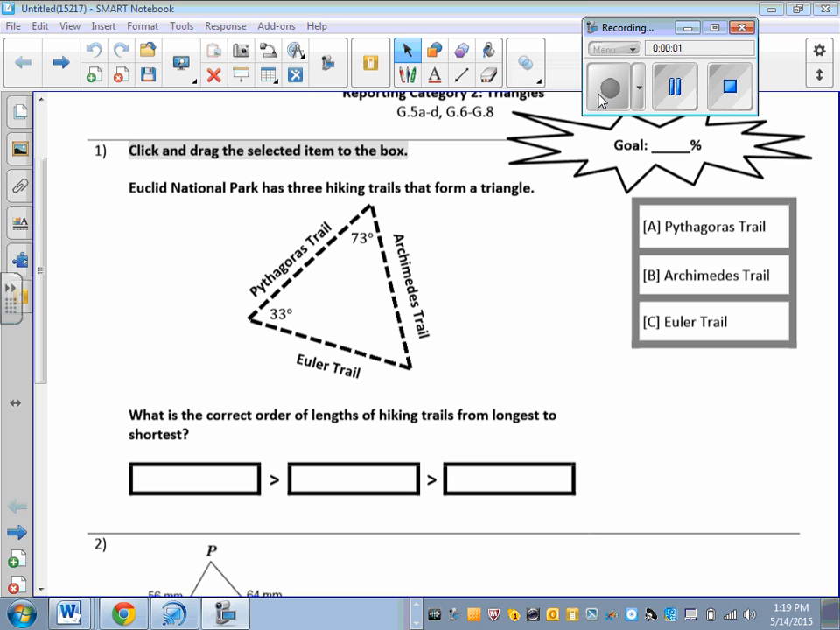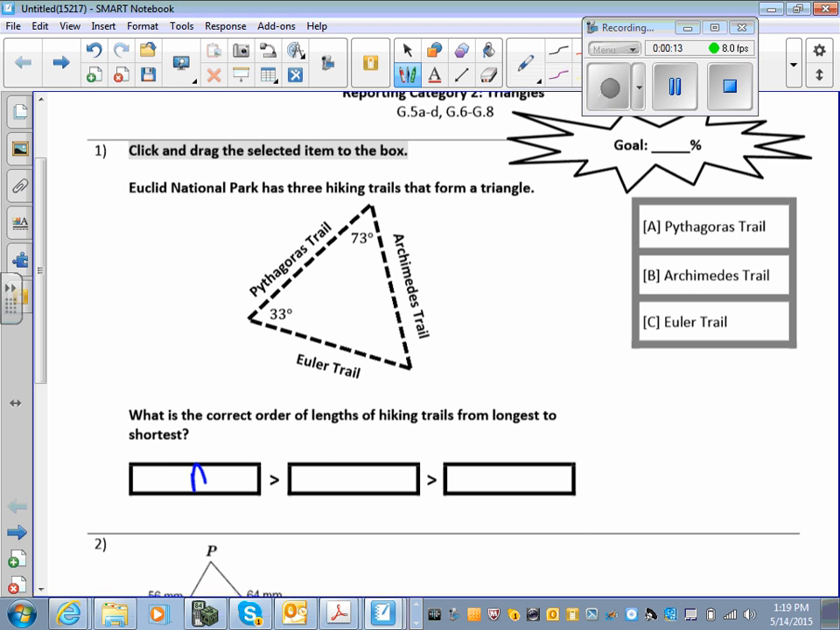So for number 1, what is the answer you guys got? A, C. So you've got A is here, C and B. Okay, do you guys agree with what he did?